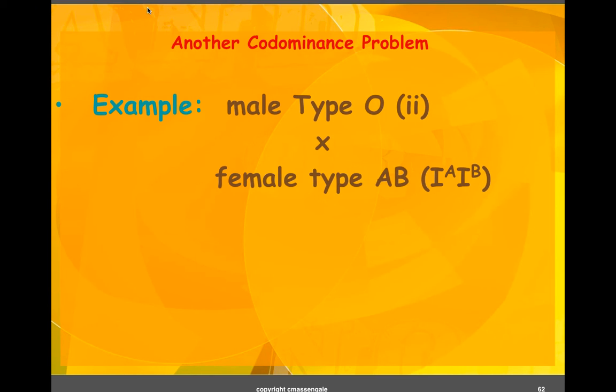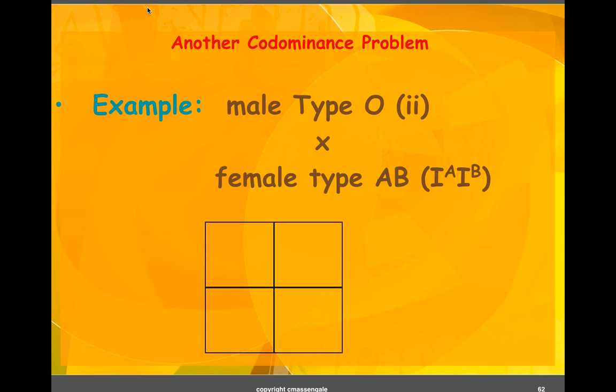So here's another example. I have a male who has type O blood, and he is crossed with a female who has type AB blood. Again, set up my Punnett square, separate the i's and keep the superscripts with the capital letter, and then fill in the Punnett square. This time I see one half have type A blood, that's heterozygous, and one half have type B blood, that is also heterozygous.